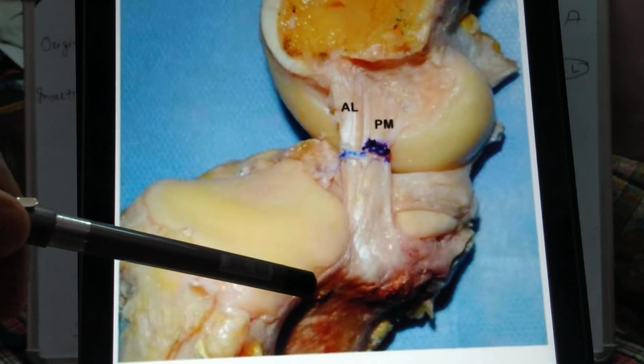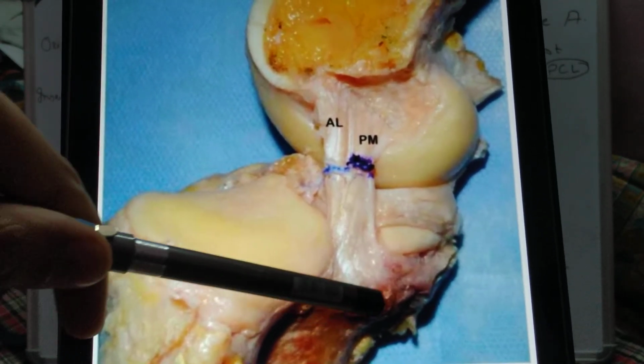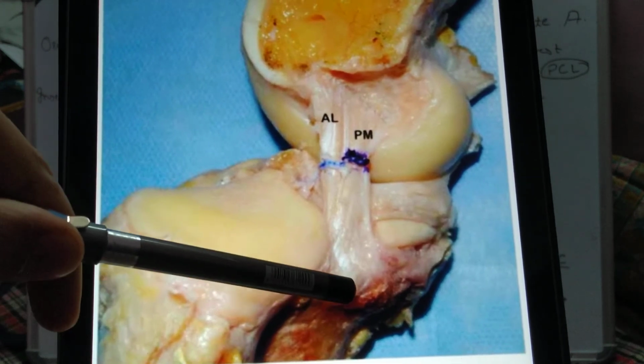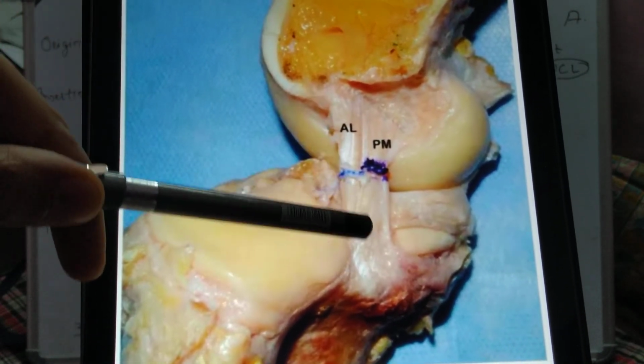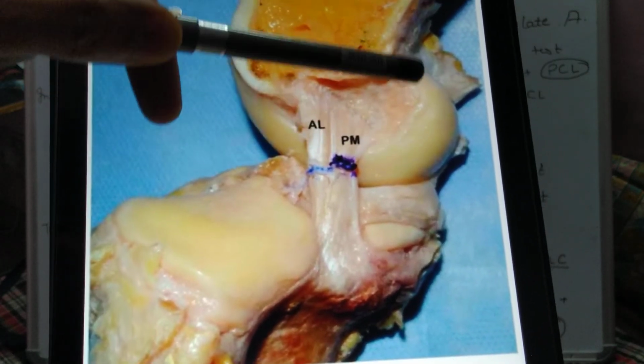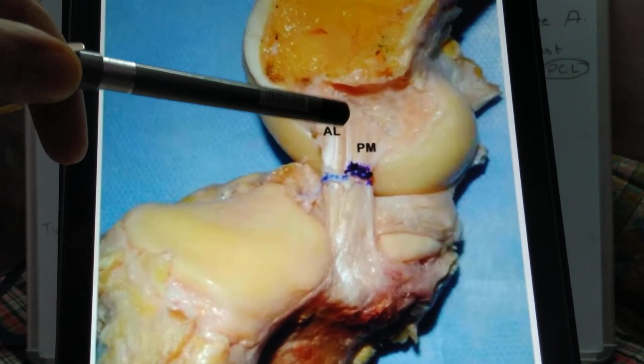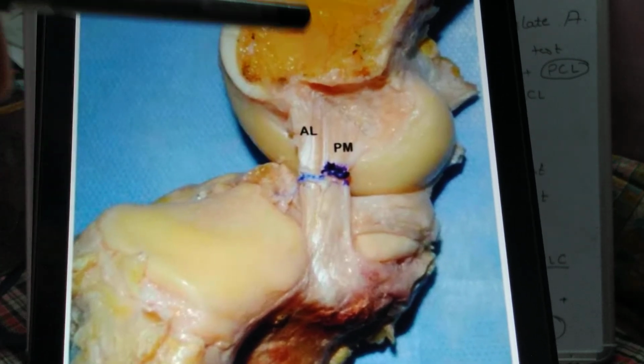We can see here this is the tibial surface and this is the posterior tibial sulcus, which is the extra-articular part, and it then runs proximally, anteriorly and medially to get inserted over the anterolateral aspect of the medial femoral condyle.